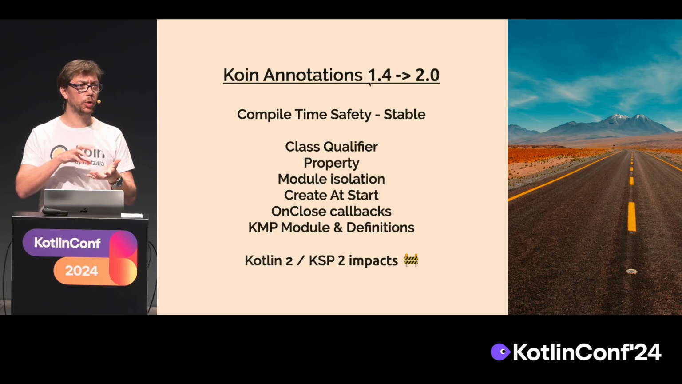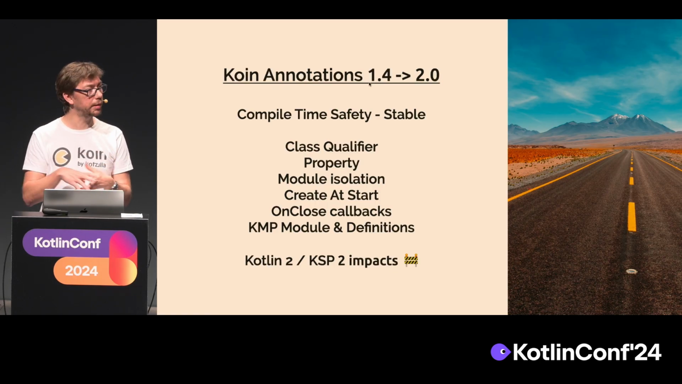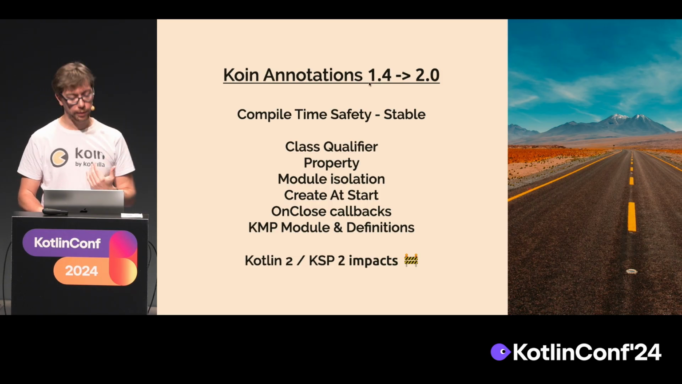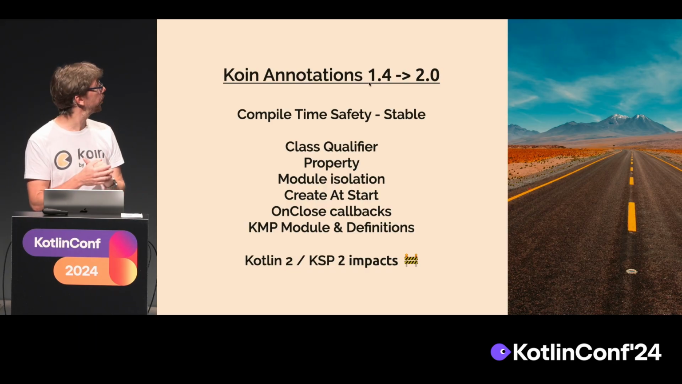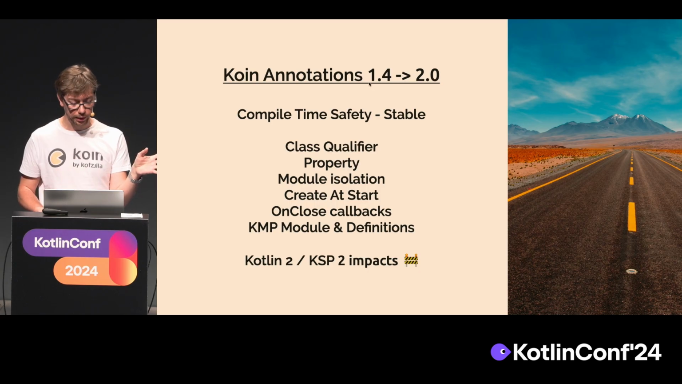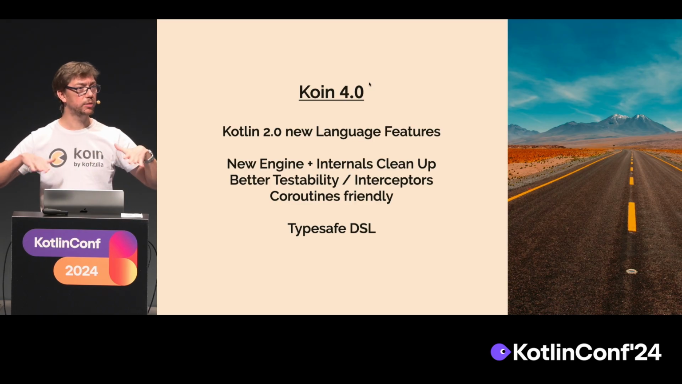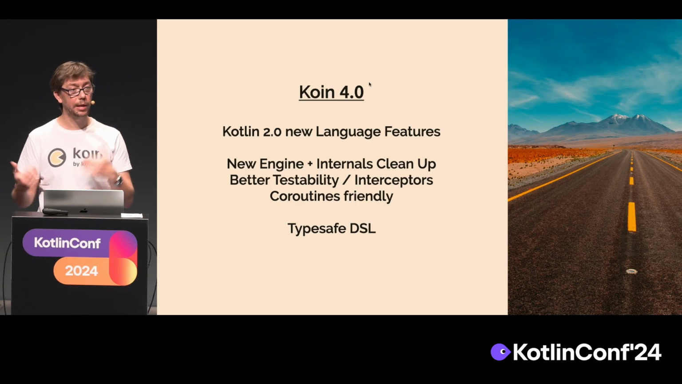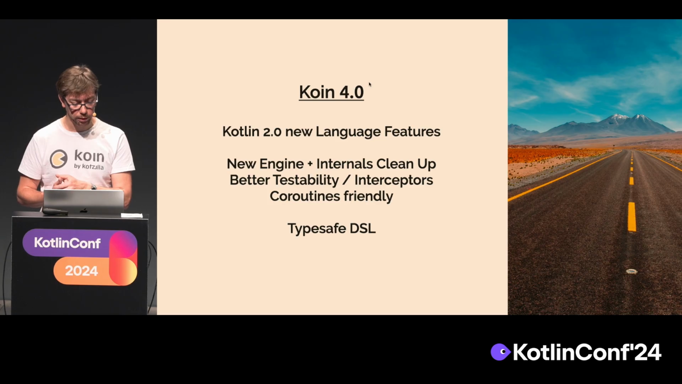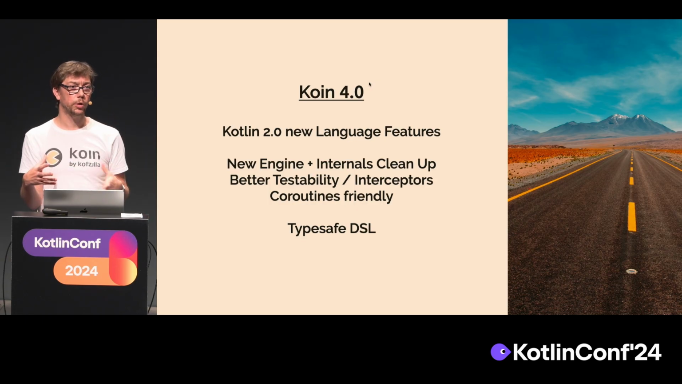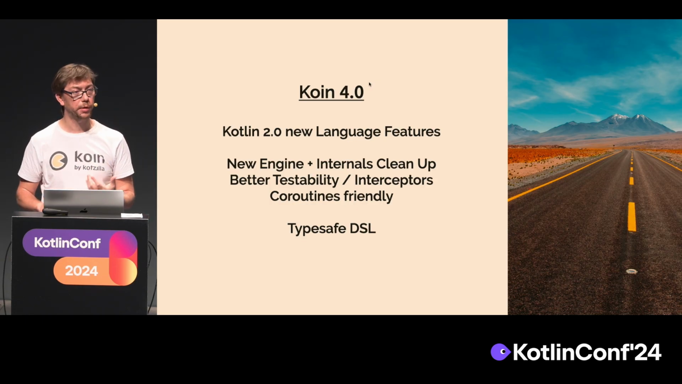Koin Annotations is the project that provides KSP for Koin, for dependency injection with annotations. The idea is to push Koin Annotations to a big level and make it as usable as the Koin DSL is right now. And soon we are launching Koin 4.0 to embrace the new Kotlin 2 language features and clean up all the deprecations we have had for years. Also some work on the coroutines engine and a type-safe DSL to allow you more testing tools and more verification tools.